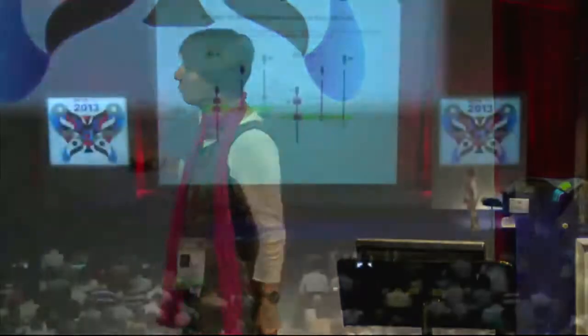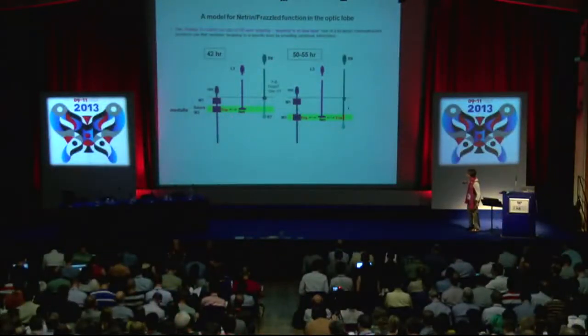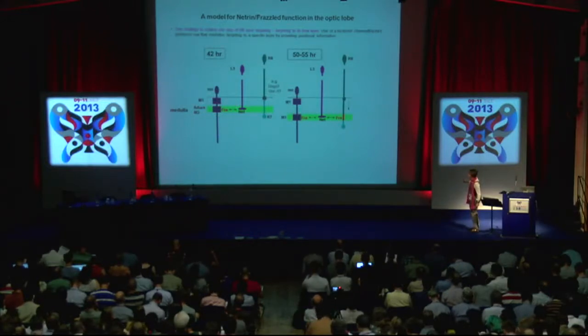So here's the model to summarize a lot of data. What we think is happening is that we have Frazzled, which is generated and expressed by medulla neurons. And lamina neurons L3 release Netrin locally, and Frazzled in the target areas prevents Netrin from diffusing.